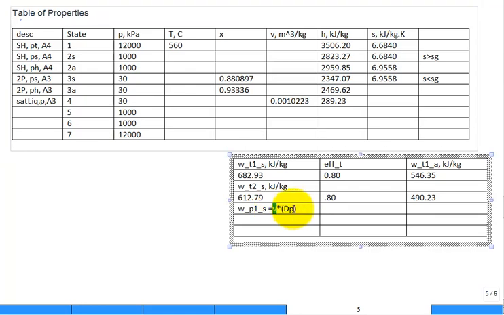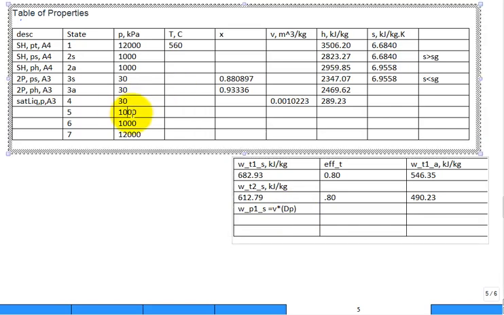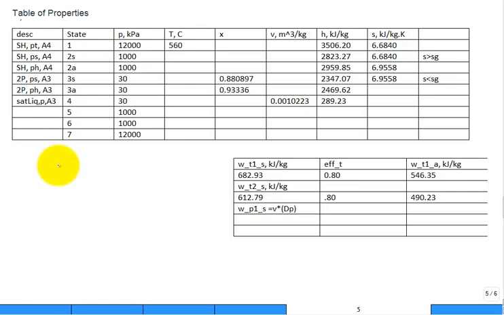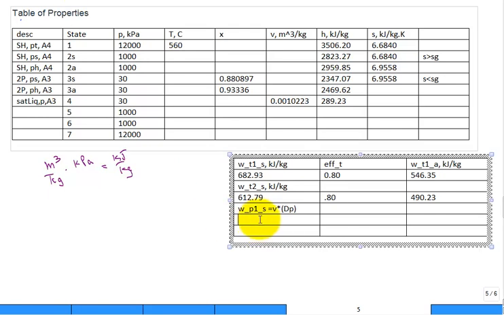And then what's the change in pressure? Well, you're going from 30 up to 1,000. So 1,000 minus 30, what is that? 970 kilopascal. And then you remember your units: meter cubed per kilogram times a kilopascal gives me kilojoule per kilogram. So the units work out really nice. So I'm going to multiply V times dP, watching your units, for the first pump, and we find that the isentropic work is 0.9916 kilojoules per kilogram.